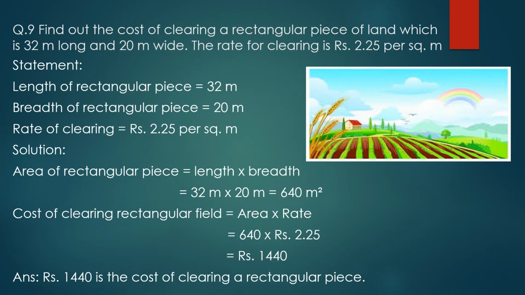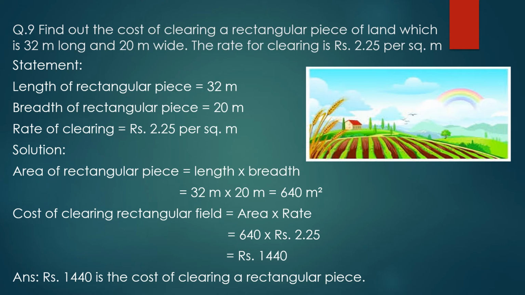Now I like actually this part, word problem. It is very interesting and you can think about the word problem and solve it. Don't be scared about the calculations, we all can do that. Let's see question number 9. Find out the cost of clearing a rectangular piece of land which is 32 meters long and 20 meters wide. The rate of clearing is rupees 2.25 per square meter.